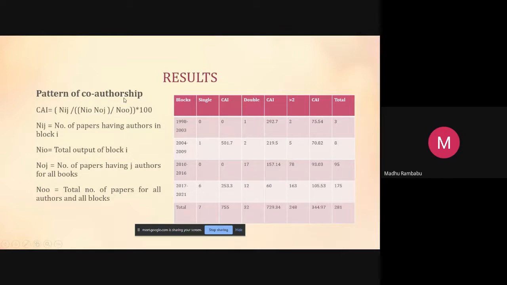Pattern of co-authorship. CAI equals NIJ by NIO into NOJ by NOO into 100. NIJ, number of papers having J authors in block 1. NIO, total output of block 1. NOJ, number of papers having J authors for all blocks. NOO, total number of papers for all authors and all blocks.